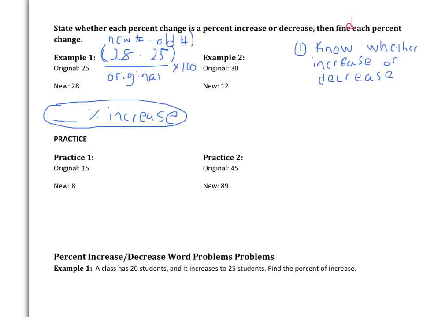Okay. So 28 minus 25 is a positive 3. Oops. I should actually change this. We're filling in numbers here. So go ahead and erase yours. You should be using pencil. We put it over the original number, which in this case, the original number was 25, right? So you end up with 3 over 25 times 100. And when you get that, you're going to get a 12% increase. Okay. All right, let's do example 2.